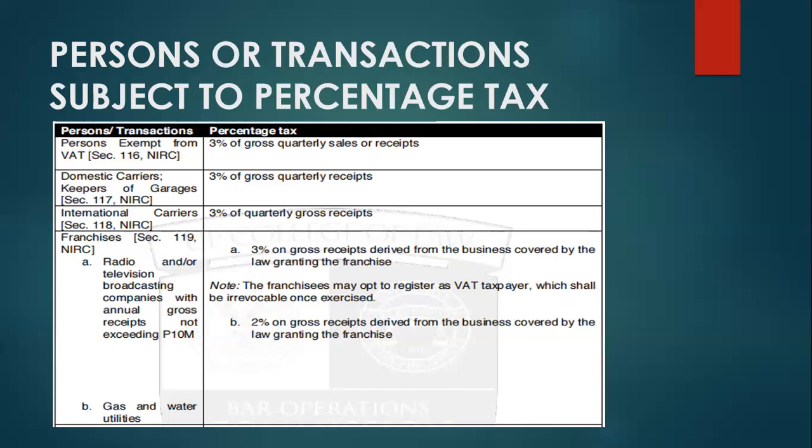So cooperatives, as mentioned, are not subject to the 3% percentage tax. Before, percentage tax was monthly. But under the TRAIN law, it is now on a quarterly basis.